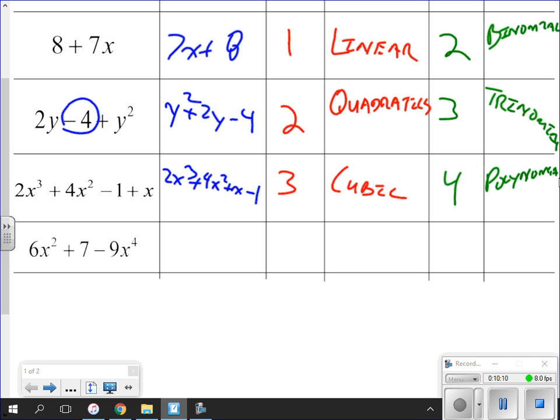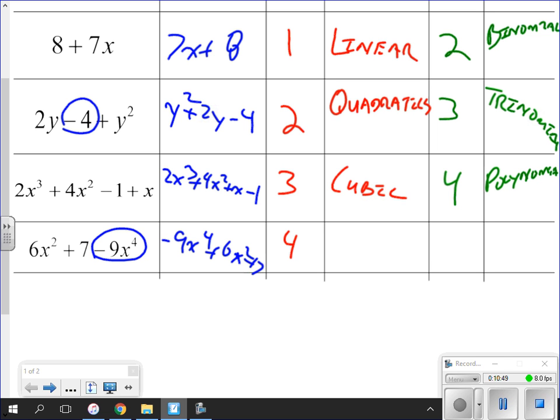Okay, last example we have here, once again, put it in standard form, which means our negative 9x, be careful, students tend to drop the negatives if it's in the middle here when you rearrange it. Negative 9x to the fourth, and then plus 6x squared, and then plus 7. And then what's our largest degree on this one? 4. We have 3 terms, but the largest power is 4, so our degree is 4.